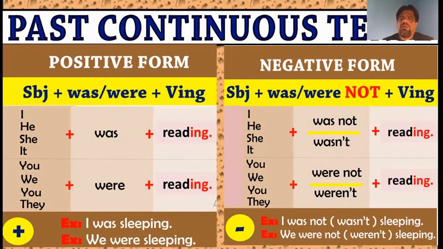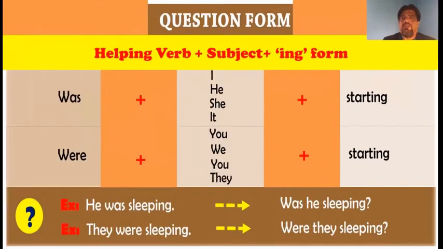And then a negative form, once again I remind you. I was not reading, he was not reading, she was not reading, it was not reading. If it is written in the plural, we were not reading, they were not reading. So, I was sleeping. How could we change it into negative? I wasn't sleeping or I was not sleeping. And we were sleeping. How would we change it into negative? We weren't sleeping or we were not sleeping. So the word not is used in the negative form.